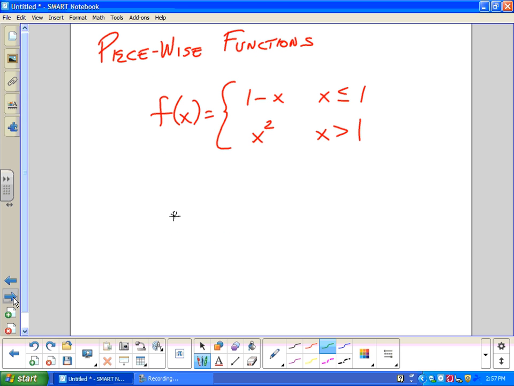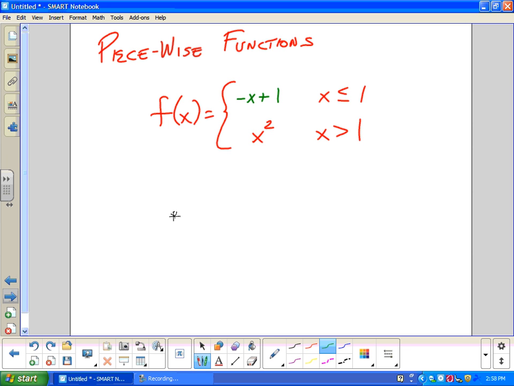So let's talk about a piecewise function. A lot of times this confuses students. You have to think to yourself, how does the graph work? And first thing I notice here is f of x equals 1 minus x. Well, actually, I don't see it as 1 minus x, and you shouldn't either. I see it as negative x plus 1.